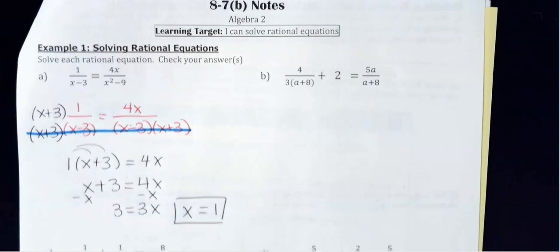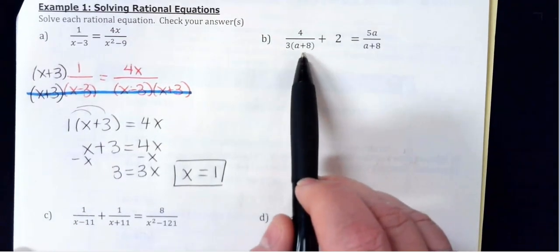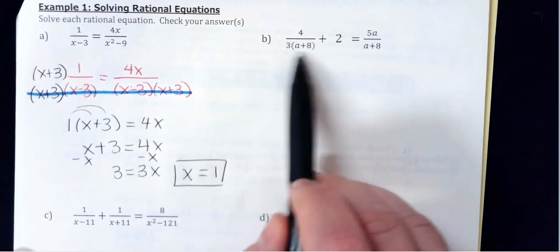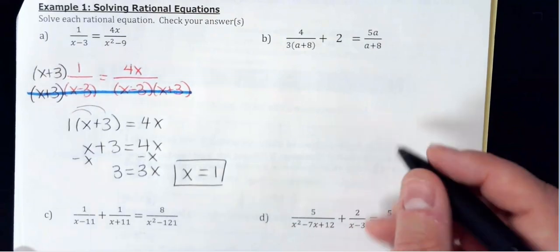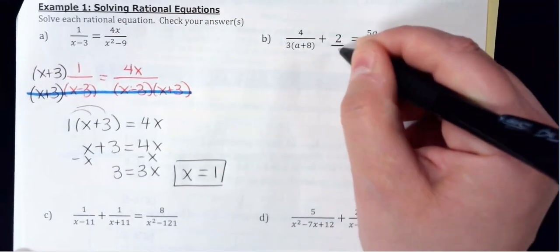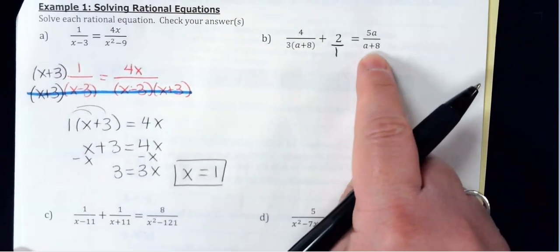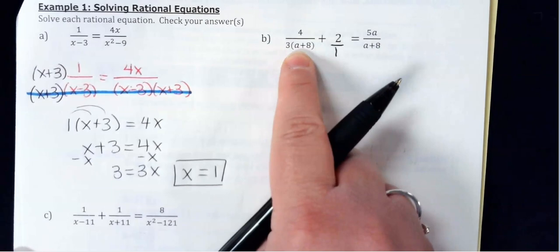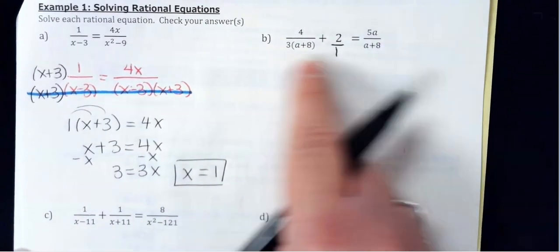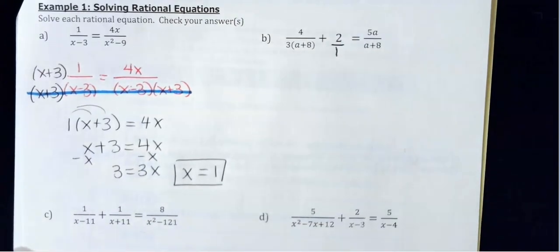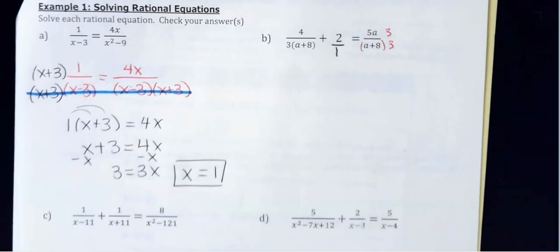Okay. Now I'm going to do kind of the same thing with this question. So I have 4 over 3 times a plus 8, and I would not distribute the 3. Leave it in factored form. That'll make it easier to see what you might need to get a common denominator. What I would do here, I would put this 2 over 1. And I'm going to notice I have an a plus 8, just like I do in this first fraction over here. So the only thing I'm missing here, if I wanted a common denominator, would just be a 3. So I'm going to multiply top and bottom of that fraction by 3.